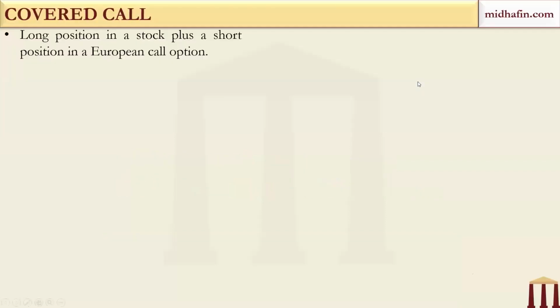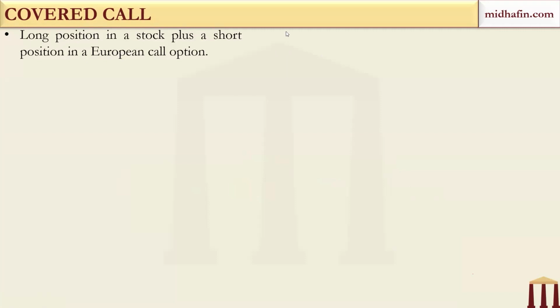Now, first is covered call. So covered call, as the name suggests, is covering a call position. So let's say you have a short position in a call option. You have sold a call option, for example. So what is the risk for you? The risk for you is that the buyer of the call option will come and you'll have to sell the underlying asset. You're in a short call position. You are under obligation to sell. The buyer has the right to buy.